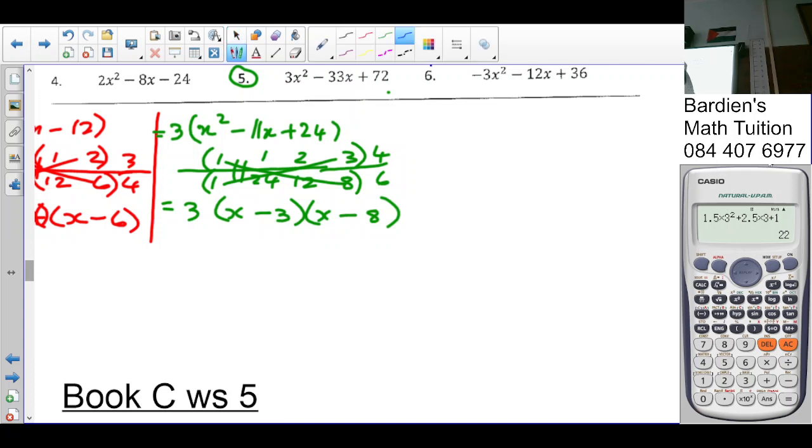Any confusion here? Look at number 6. So what do we notice here in number 6? What is common here? What did I say yesterday? Write it down next to the sum. If the first term is negative, you must factorize the common factor. You must factorize the negative as well. So you must take out negative as a common factor as well.